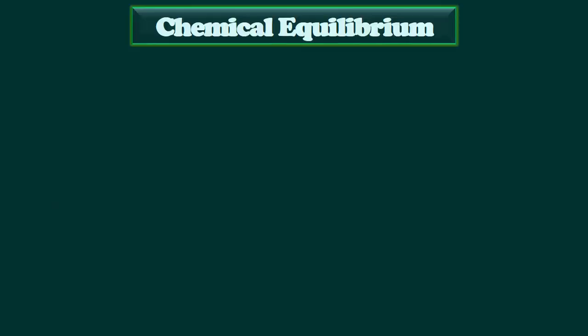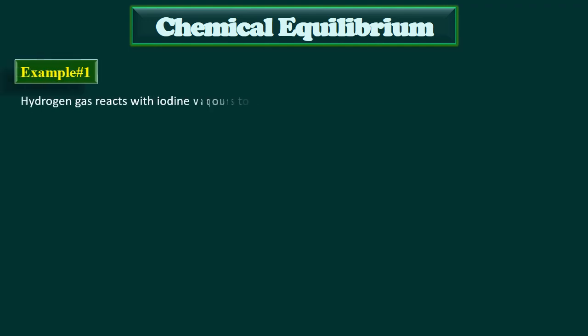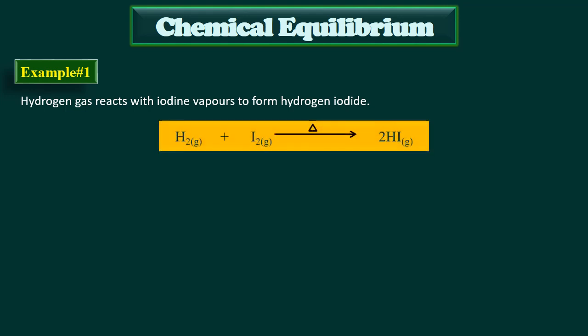Let me explain reversible reaction by the following example. Hydrogen gas reacts with iodine vapors to form hydrogen iodide. As hydrogen is colorless gas, but iodine vapors are purple in color, so at initial stage we see purple color in the flask, which fades away as they combine to form hydrogen iodide, which is a colorless gas. This is a combination reaction.